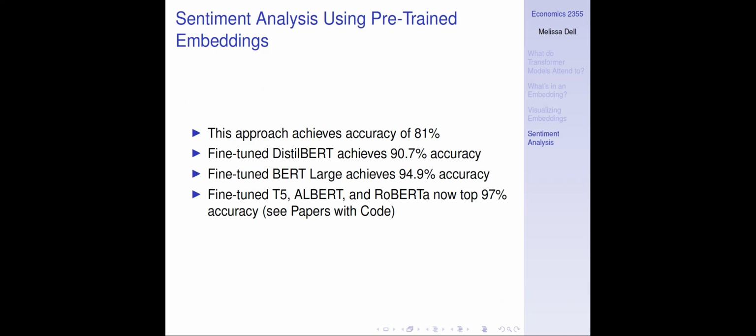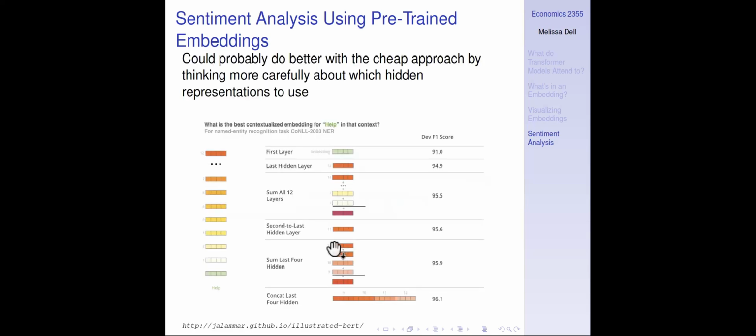The state of the art here is if you fine-tuned T5, ALBERT, or RoBERTa, those are all topping 97% accuracy. I got that off of Papers with Code, so it's constantly updated. And so you could do better than 81%, I think, potentially by trying to be a bit more thoughtful about which hidden representations you're going to take.